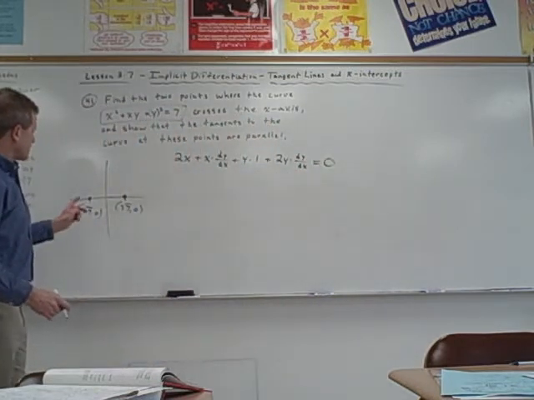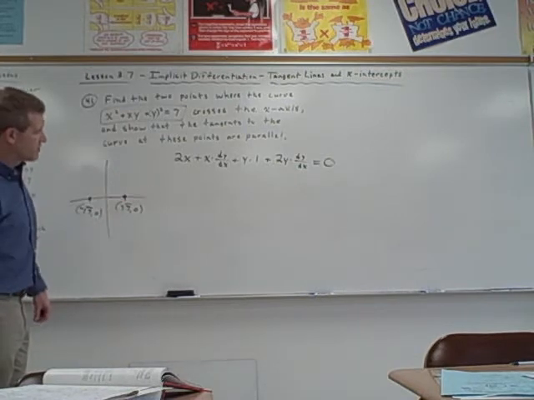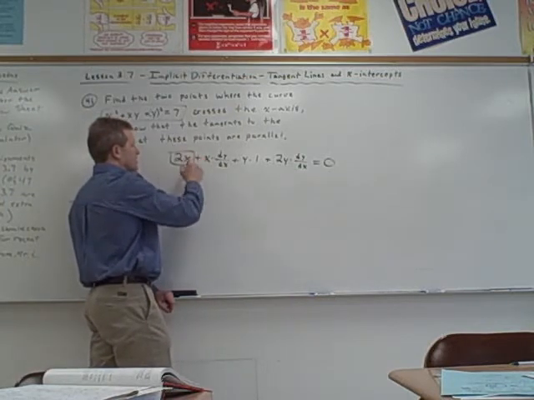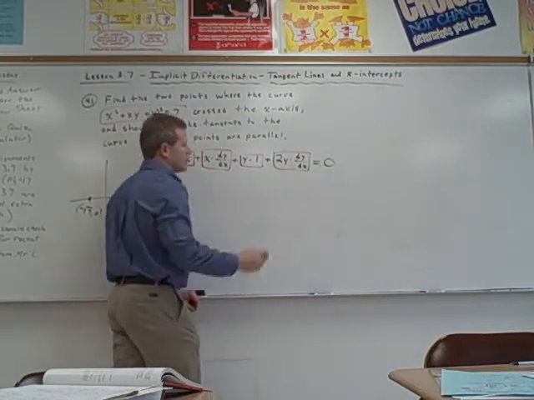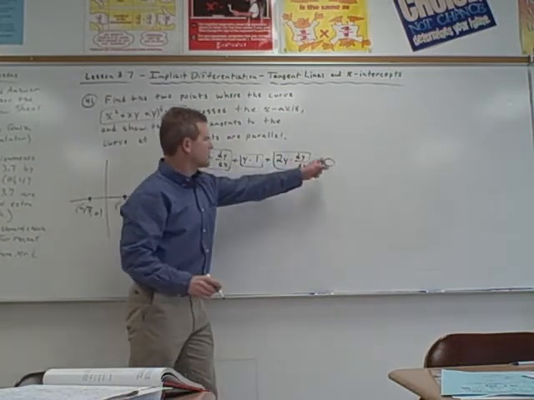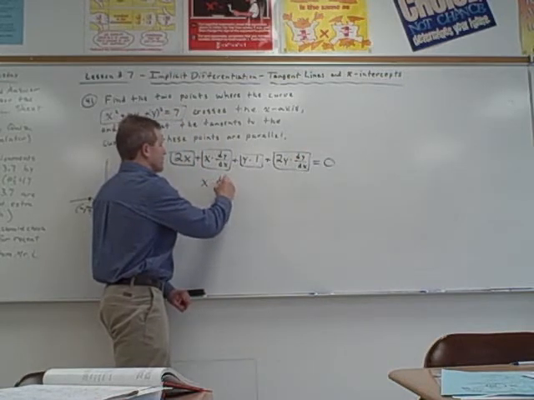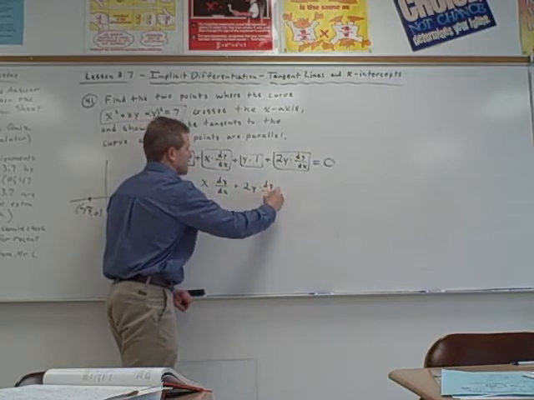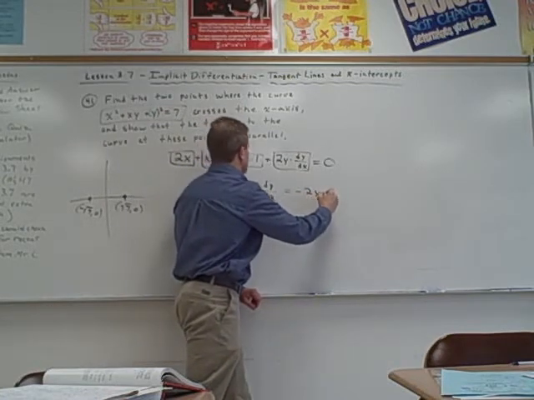At this point, you can either plug in your numbers for x and y and then solve for dy over dx, or you can solve for dy over dx first. I think on this one I'll solve for dy over dx first. So I really got that term plus that term plus that term plus that term equals 0. So keep the terms with dy over dx on the left side. Subtract the 2x over to the other side. Subtract the y over to the other side. That's going to leave you with this: x times dy over dx plus 2y times dy over dx equals negative 2x minus y.